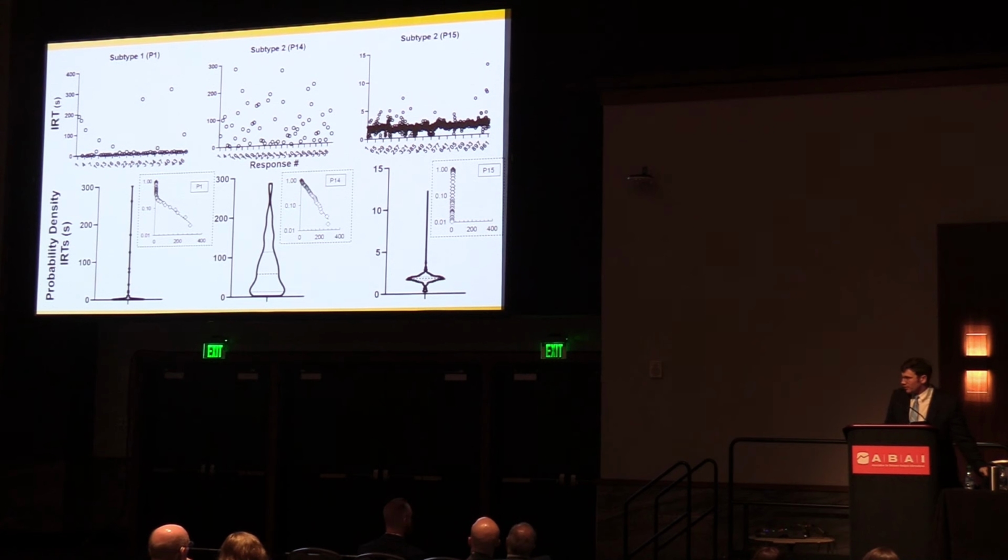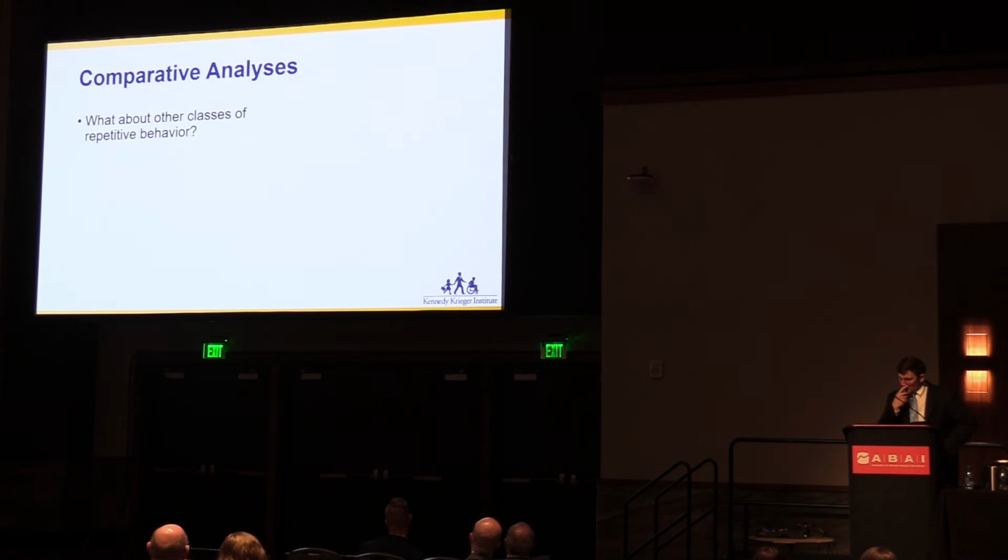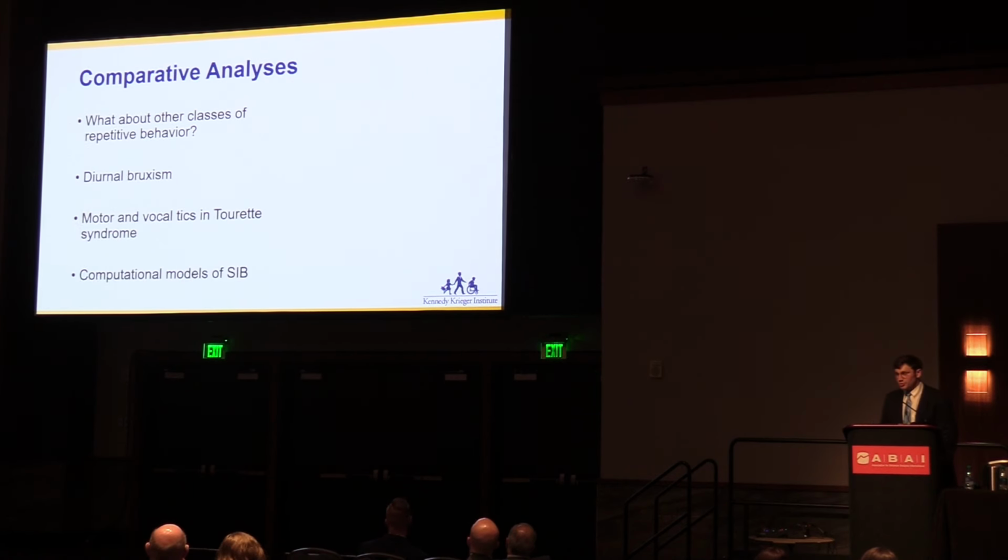So you might say, oh, that's very interesting, but do these findings have generality beyond this data set, or maybe to other classes of repetitive behavior? Well, it can be helpful sometimes to do some comparative analyses, and I can share some representative data from other classes of repetitive behavior. We can talk about diurnal bruxism, motor and vocal tics in individuals with Tourette syndrome, and also data produced by organisms from McDonald's ETBD, computational models of SIB.